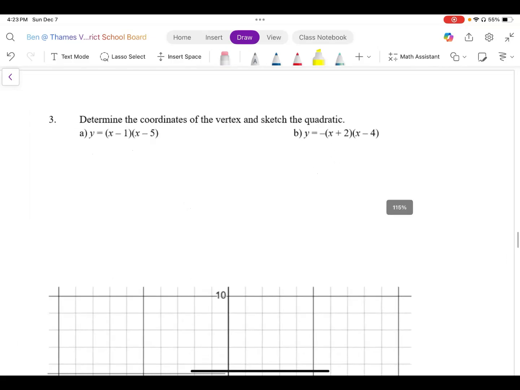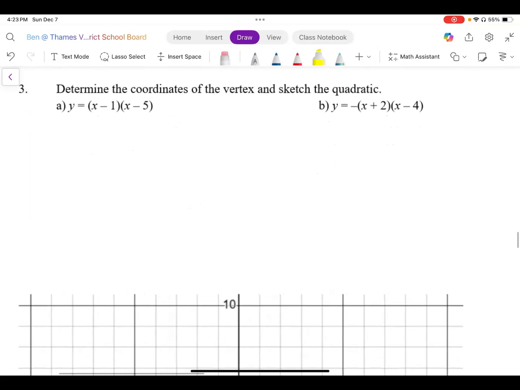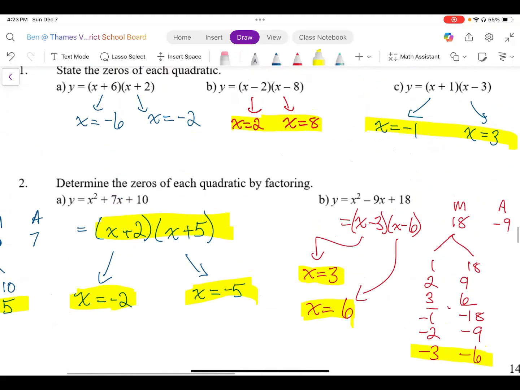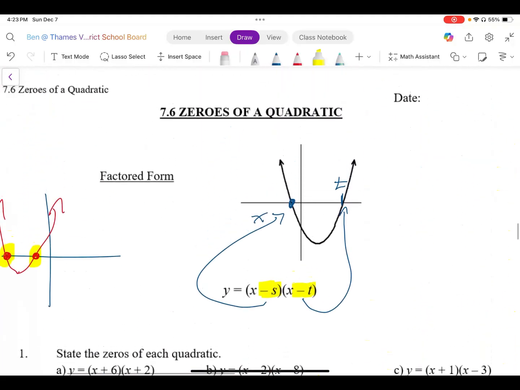Question 3 has us back into factored form. And once it's in factored form, then we're going to take a look at the symmetry of a parabola, and we're going to use that to find the vertex. Now, let's jump back up to the sketch of a parabola. We'll just get a little bit of a spoiler on where this is going.